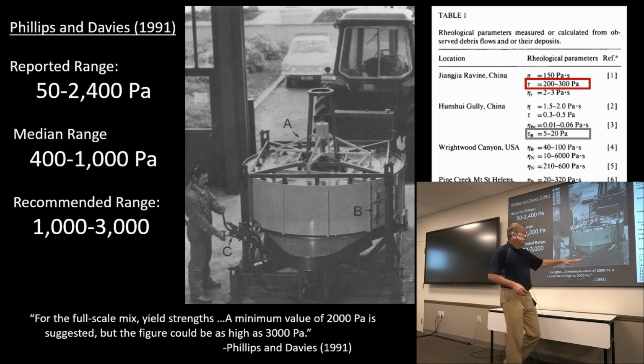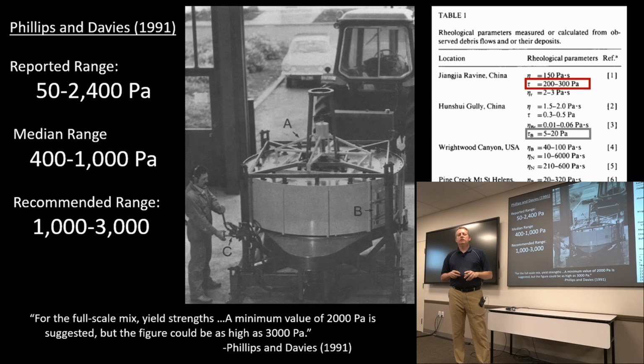But they also did a lit review of everything that had been done at the time. These are observations. Generally, observations are where people look at where the debris flow ended up and back calculate what the yield strength must have been. But they are in the 50 to 2400 Pascal range. The median range, about 400 to 1000.